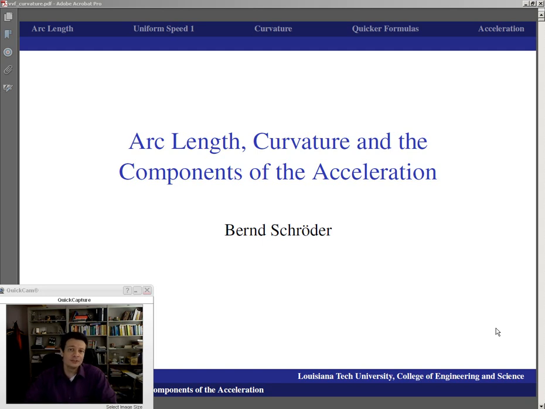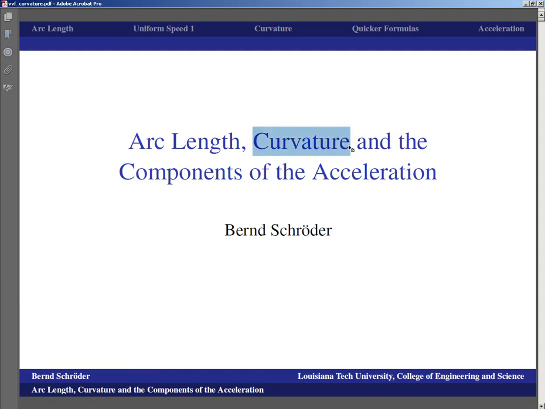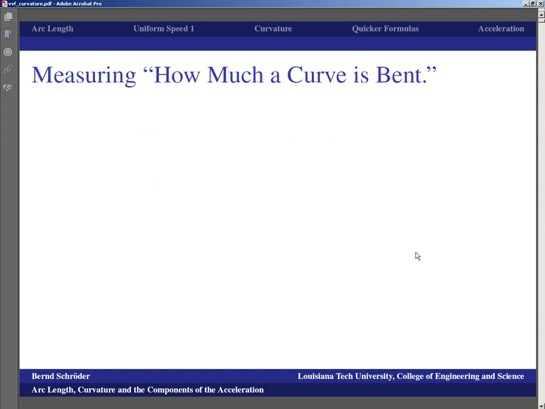The central concept in the presentation actually will be that of curvature. And well, curvature is just a measure of how a curve bends. And in order to get at the curvature, we will first need to talk about arc length. Well, let's take a look.